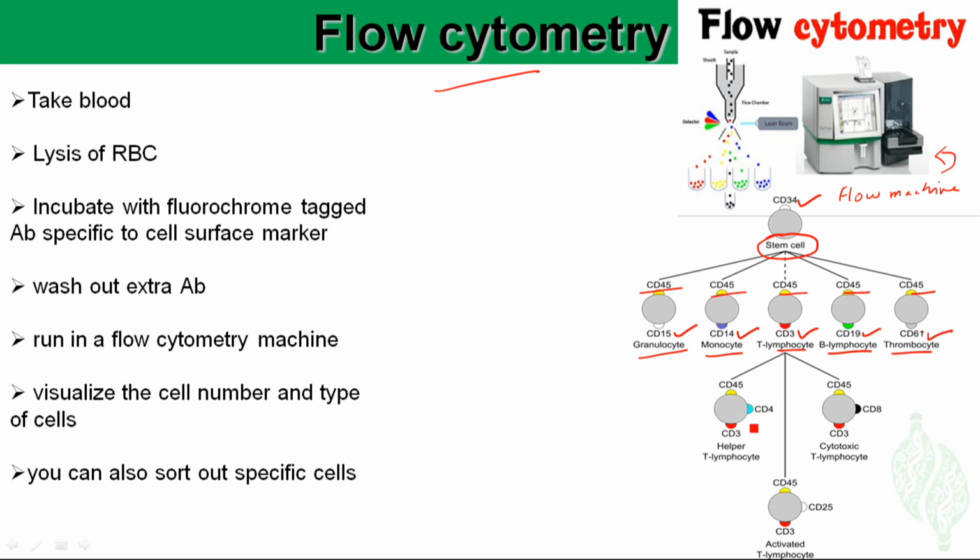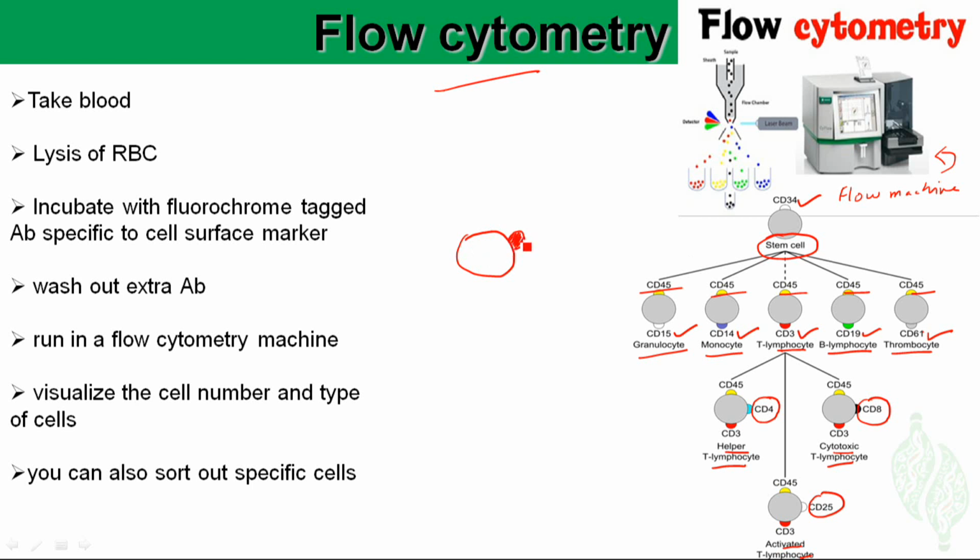Also T lymphocytes, which are actually helper T cells, also express CD4, and cytotoxic T cells express CD8, and activated T cells express CD25. And in this way, literally all of the cells in the body have a specific marker on their cell surface. These markers are actually proteins that are expressed on the cell surface.